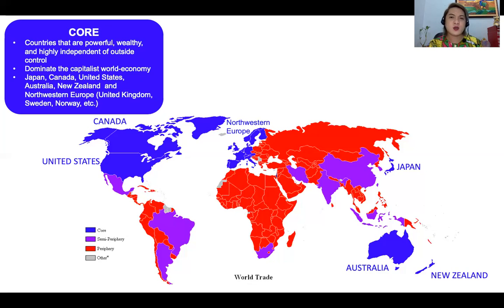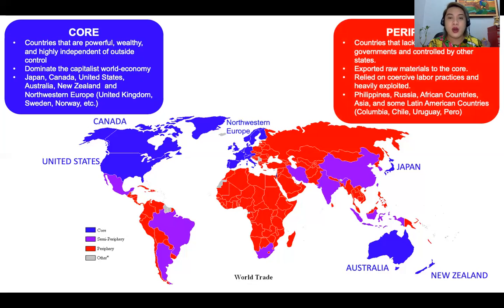Now, from the first world countries, which is the core, let's go down to the periphery. The periphery, which are the red ones, is considered the third world countries. These are countries that lack strong central governments and are controlled by other states. These are countries that export raw materials to the core.